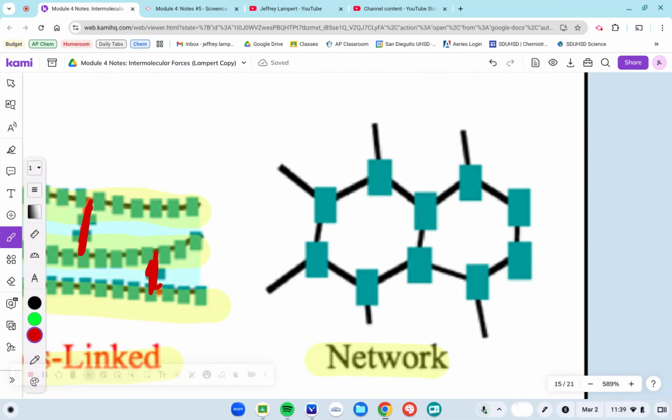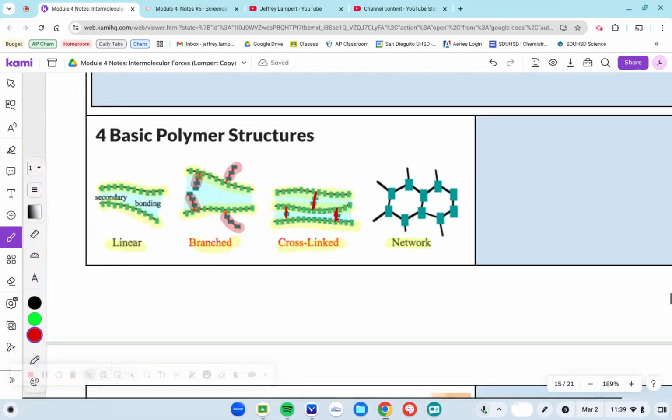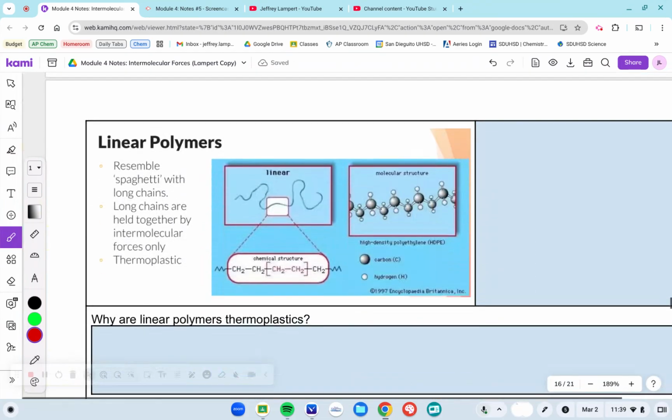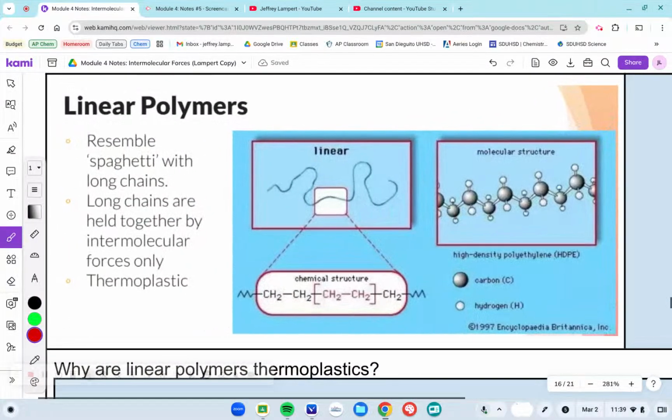So when we have every monomer connected together, we get some different properties. So we call these ones network polymers. Now let's go ahead and talk about the properties of each one of these. So starting with linear polymers. Linear polymers resemble spaghetti chains, right? They're really, really long chains, and they're held together only by intermolecular forces.